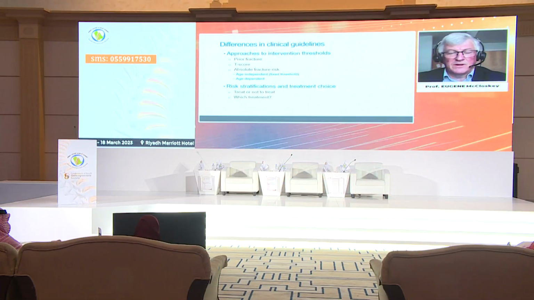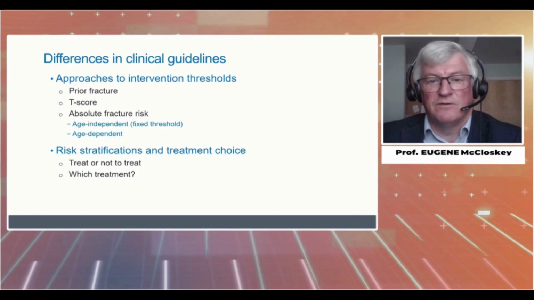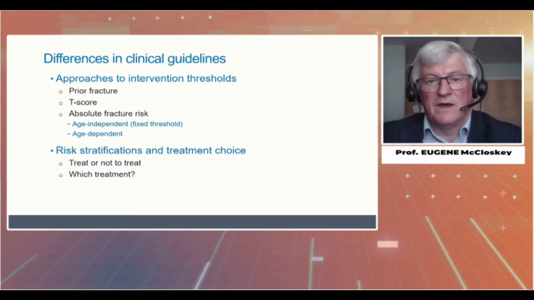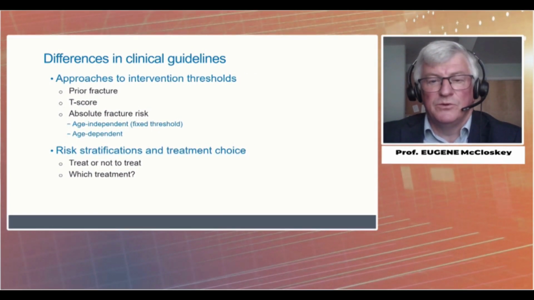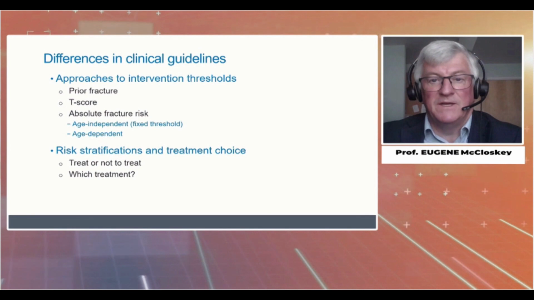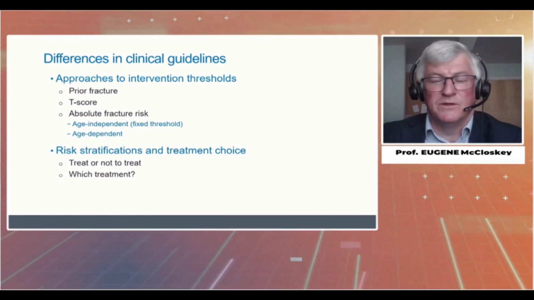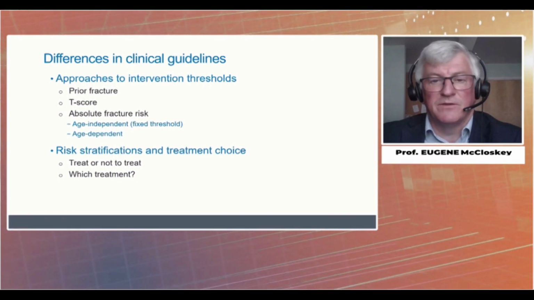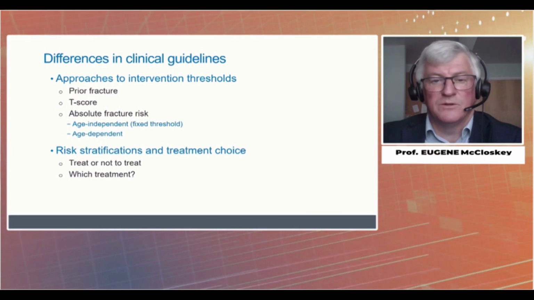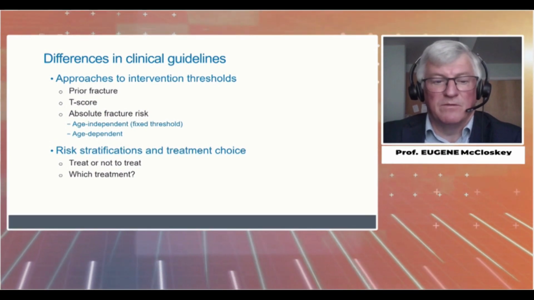More recently, and by that I mean over the last 10 to 15 years, with the availability of tools such as FRAX, then there has been the ability to define intervention thresholds on the basis of absolute fracture risk. And by and large, two approaches have been used in that setting. First of all, an age-independent or a fixed threshold. For example, the thresholds in the United States, where it's set at a 20% major osteoporotic fracture probability across all the ages, or a hip fracture probability of 3% across all the ages. That would be an example of that.